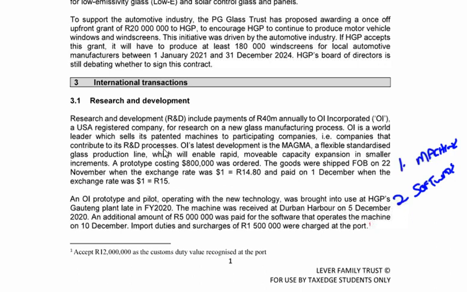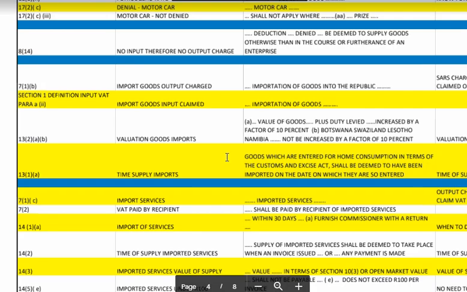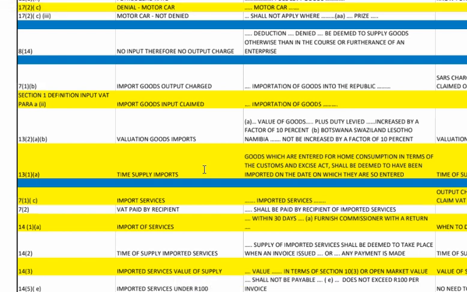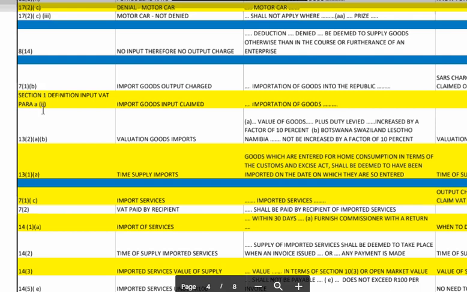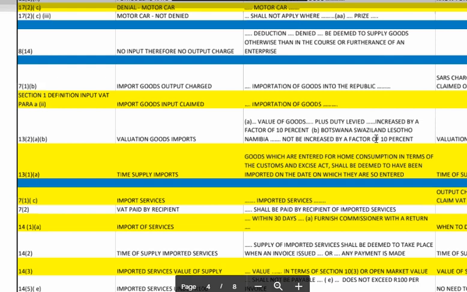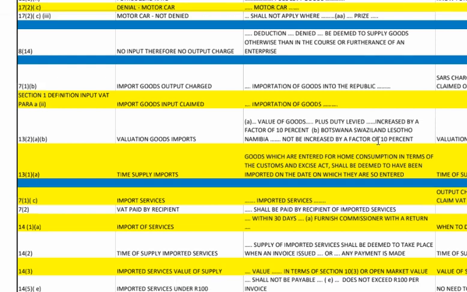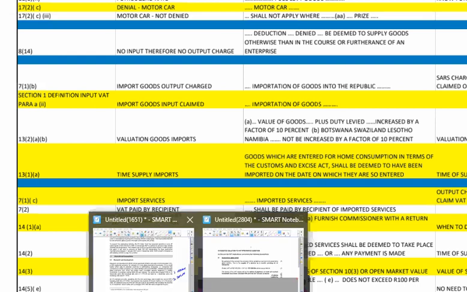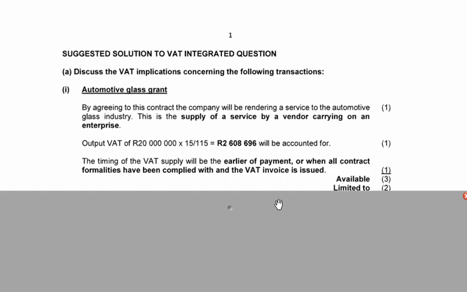So with the import of the machine, there's a special rule that you need to actually know. What is the value of that transaction itself? Now, this is where the VAT legislation sheet comes into play. If you can't remember the rules, if you've got things highlighted and in your bundles themselves, you can just go find valuation of goods imports. And what does it say? Valuation of goods plus the duty levied increased by a factor of 10%. Botswana, Swaziland, Lesotho, Namibia not to be increased by a factor of 10% itself. So as far as this is concerned, if you want to actually go and you want to answer it, we can do that.